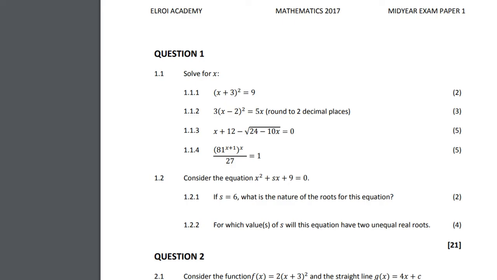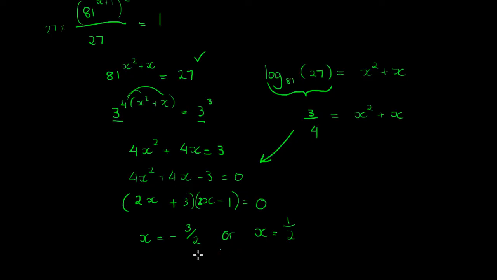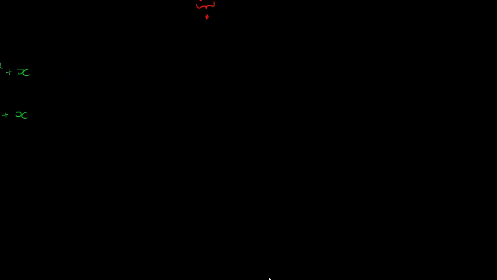Okay, the next part of the question is: consider the equation x squared plus there. So they give us an equation with an unknown value. We would expect s to be some value. And they say if s is 6, what is the nature of the roots of the equation? Now, nature of roots is almost definitely going to be a question in your final exam. So just get along with the program.